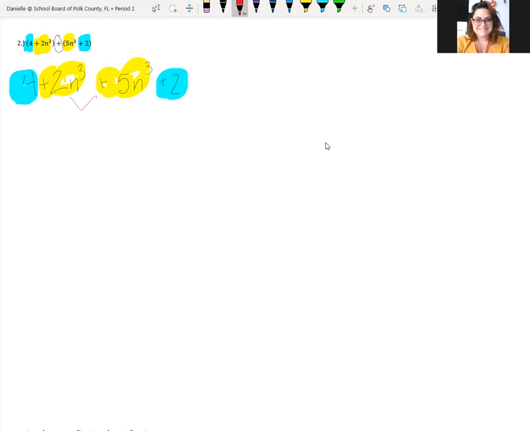So now we can combine our like terms. We're going to have 2 plus 5 n to the third, and then we're also going to have 4 plus 2. 2 plus 5 is going to give me 7 n to the third. And 4 plus 2 will give us 6. And since both of them are positive, we know we're going to add them together. So we'll have 7 n to the third plus 6.